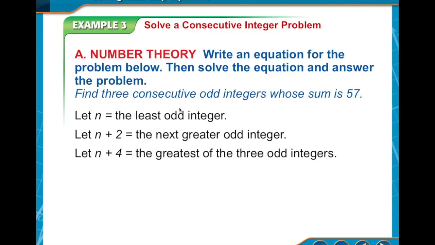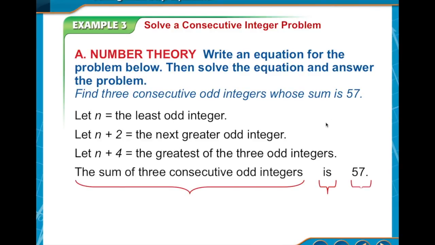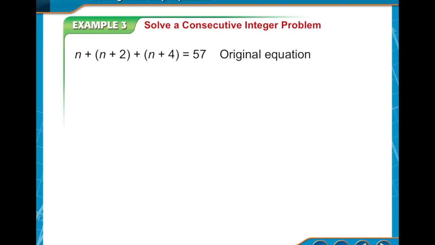We have to add them together because their sum is equal to 57. So the sum of these integers, which is n, the first one, plus the second one, n plus 2, plus the third one, n plus 4, equals 57. That's our equation. And now we can apply that equation to solve the problem.